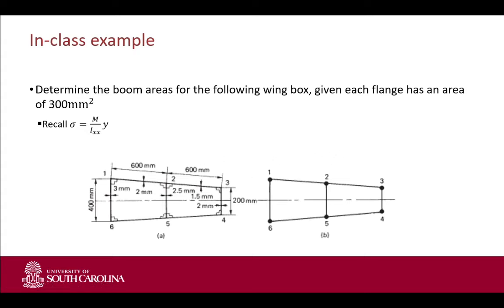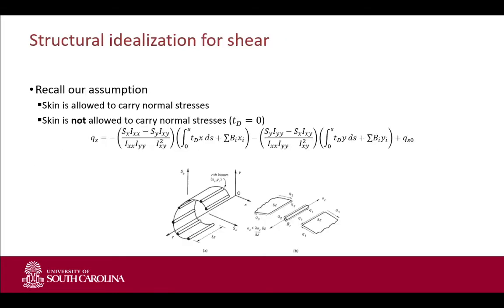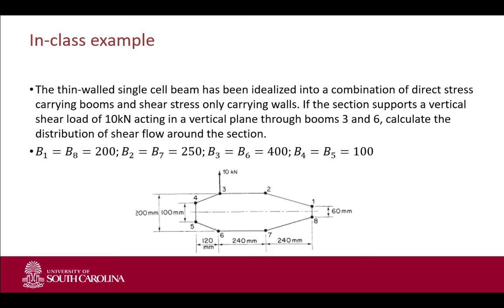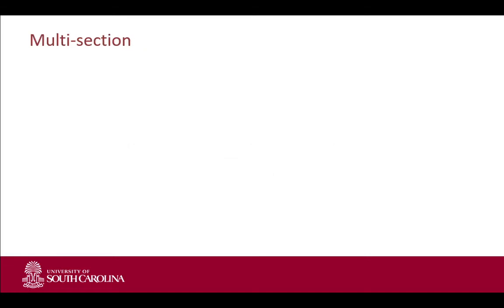And for this one, we just calculated the boom areas. But if you want to calculate the shear flow in this case, you have a multi-cell and both of them are closed. So you have to basically apply the theory twice. You have to make 2 cuts at 2 locations, calculate the shear flow twice, etc. So that's the next topic that we will talk about, how to deal with multi-section problems.